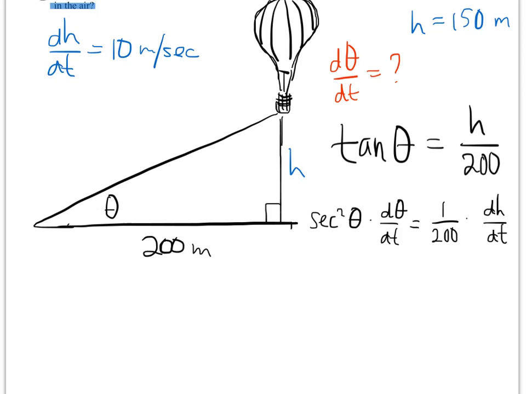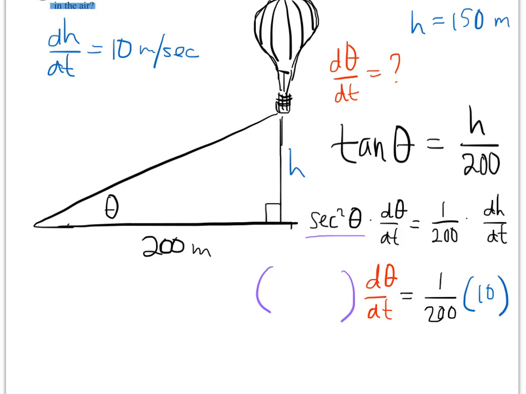So the better way of thinking of this is by doing the following. I'm going to ask us to figure out what secant squared theta is all at once. Okay? Now we're going to solve for d theta dt, so we're just going to leave that there. And this is going to be equal to 1 over 200 and then times dh dt, which we know to be 10.